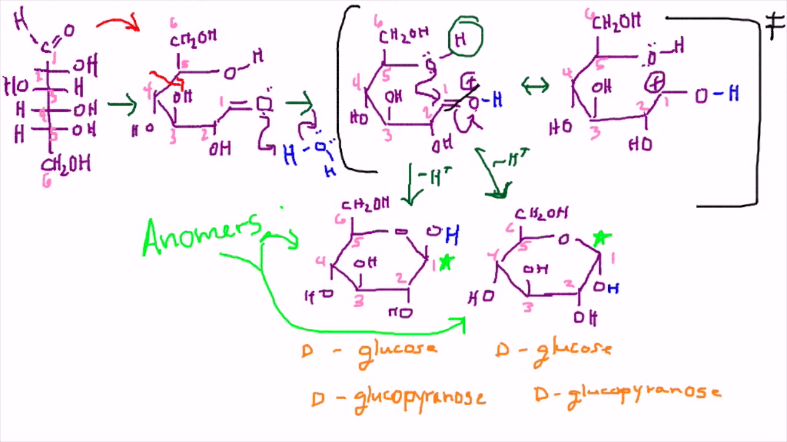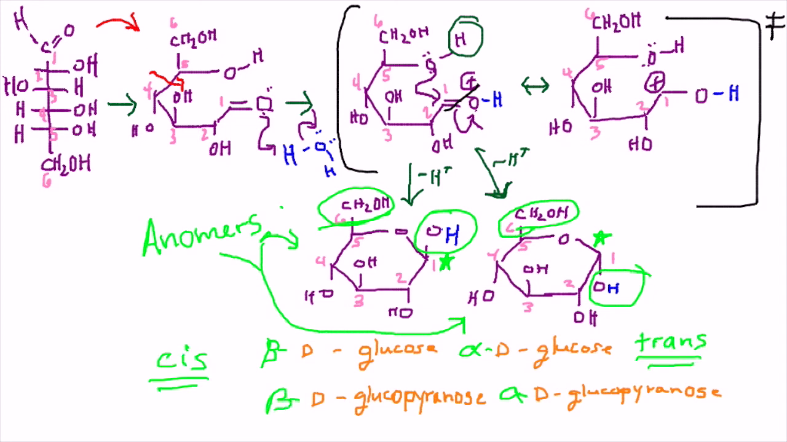Now, if the hydroxyl group is trans, or one is up, compared to the C6 OH group, then it is the alpha anomer, so alpha-D-glucose. By contrast, if they're cis, or on the same side as the C6 OH group, then it is the beta anomer. This will become important when we move on to glycosylations in the next video.